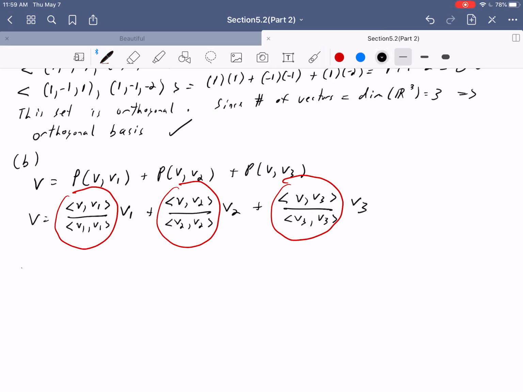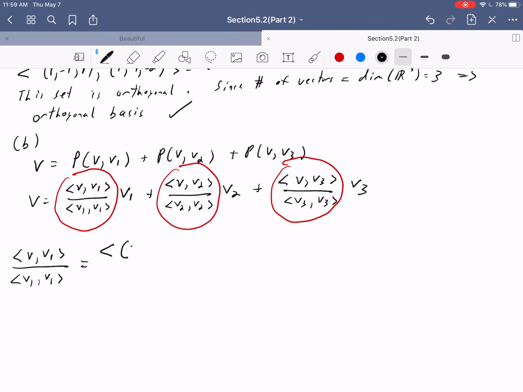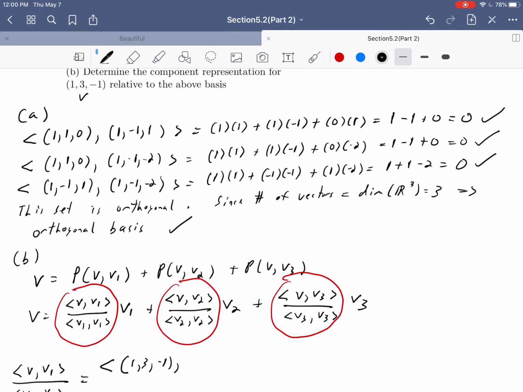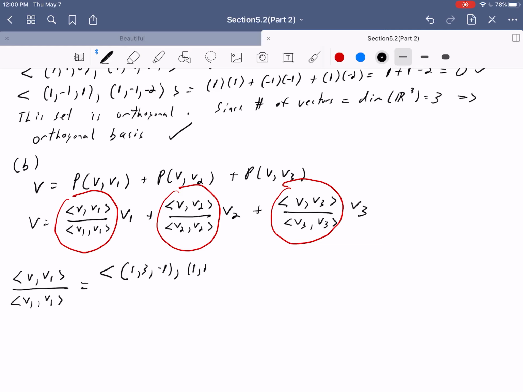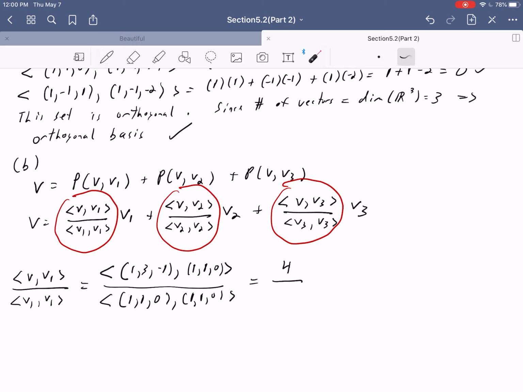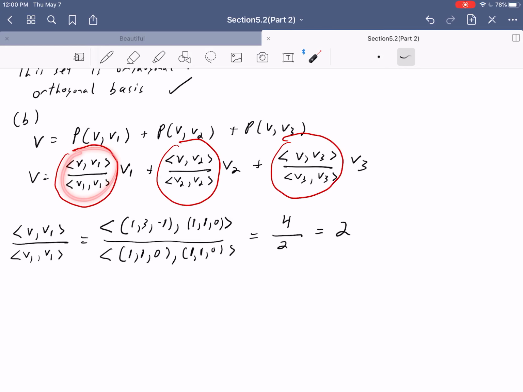So if we want to do the inner product of V and V1 over V1 with V1, V was (1, 3, -1), along with V1, which I believe was (1, 1, 0). We'll have to do that inner product, and then divide by the inner product of (1, 1, 0) with itself. Up top, we're just doing the standard dot product: 1 times 1, 3 times 1, and -1 times 0. That sounds like up top we're going to get 4. And in the bottom, 1 times 1, 1 times 1, sum those up, you should get 2. And that is going to be equal to 2. So the first component representation should be 2 there.